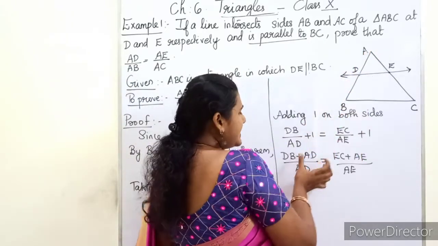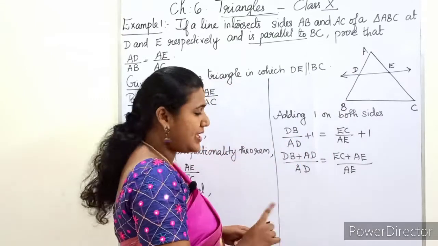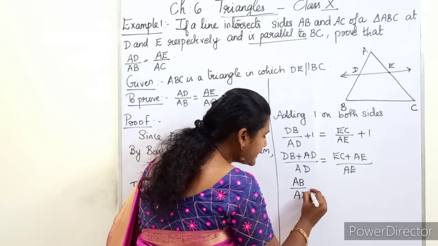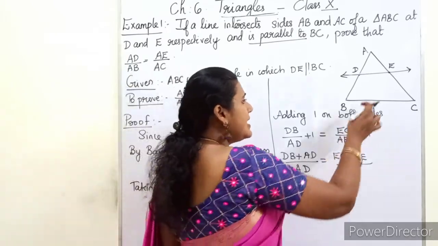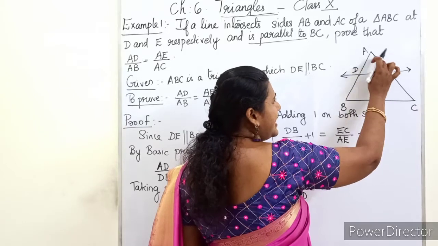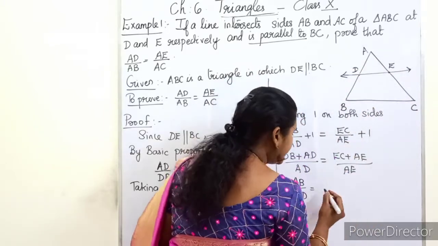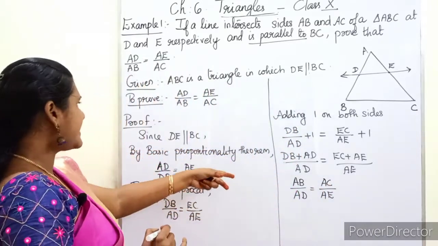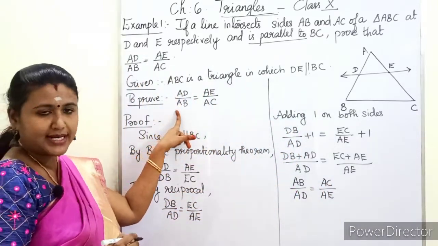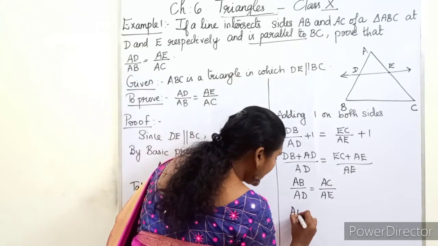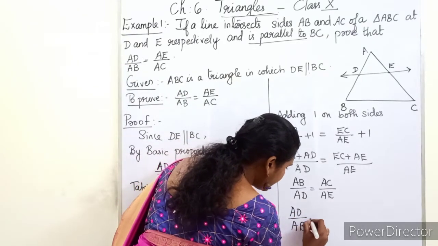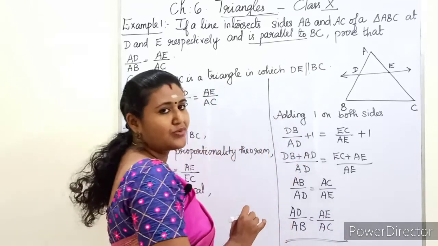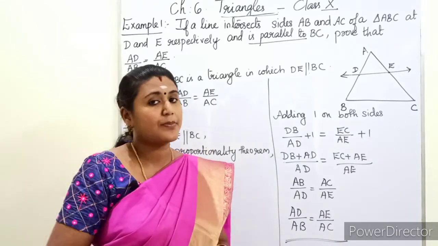Now we will see what is DB plus AD. AD plus DB, what is that? That is the side AB. So instead of this we can write AB. So AB by AD is equal to, similarly on the right side, EC plus AE. AE plus EC is the side AC. So we can write AC by AE. Now again we will take reciprocal so that you will get the required result. So by taking reciprocal, you will get AD by AB is equal to AE by AC. So this is what we have to prove. So this is the application of basic proportionality theorem.